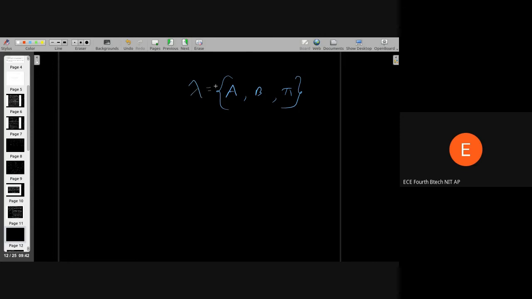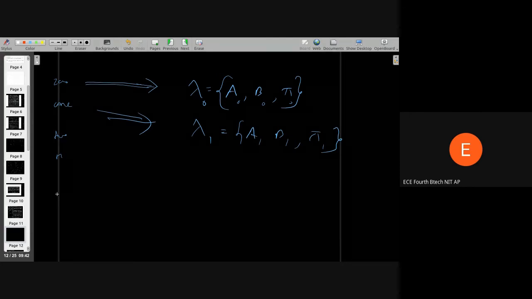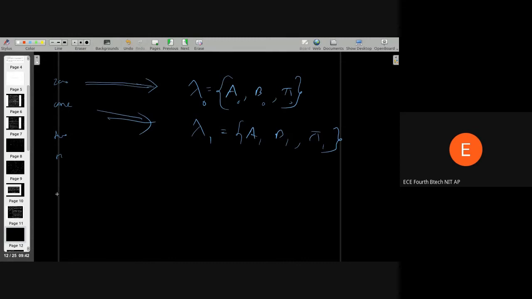Let's say you are doing something like word recognition or digit recognition. You utter the sounds 0, 1, 2, 3, like that. For the word 0, you have built a model, lambda 0, with A0, B0, pi 0, let's say. Again, for 1, you have built a model. All this you have built somehow. How you have built it is a different story, but you have built it. Now you are testing. You uttered one of these numbers.